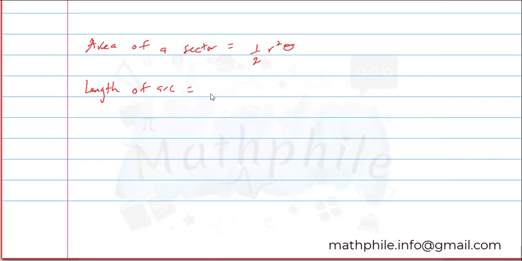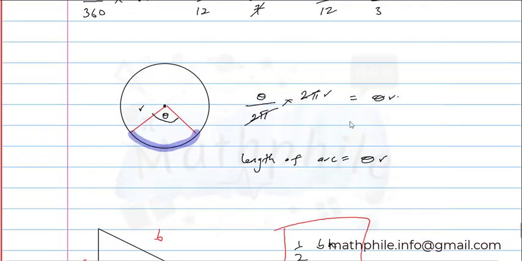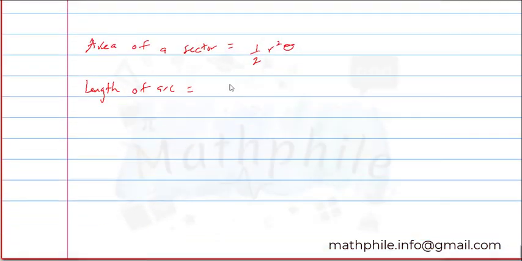We've derived this already. Length of arc is r theta, or theta r. I was saying theta, but then pi came out. I meant theta r. R theta or theta r, either one. I like r theta better. So r theta.